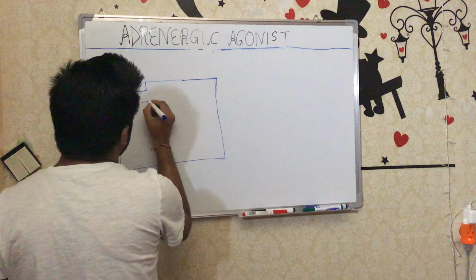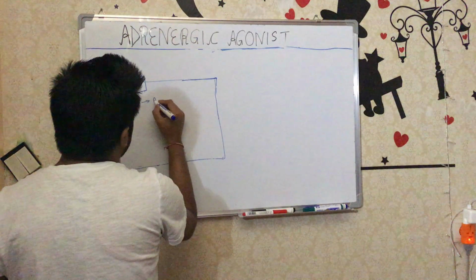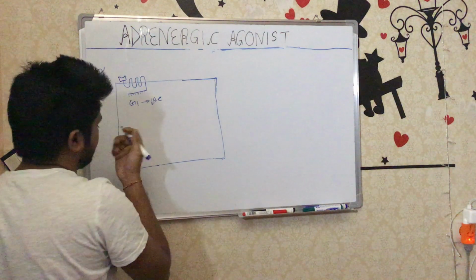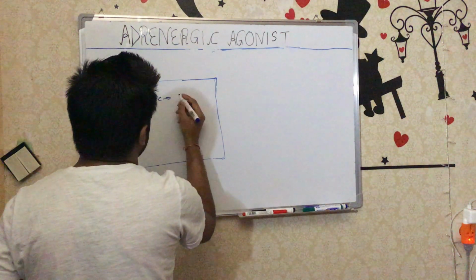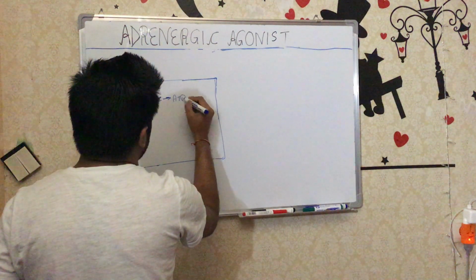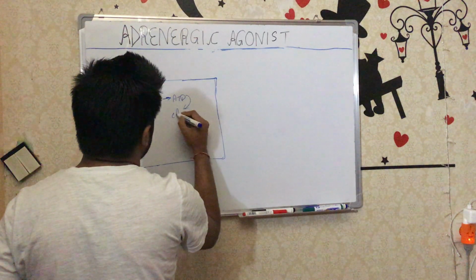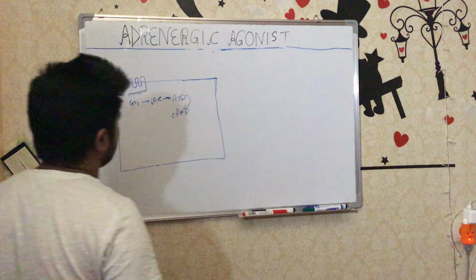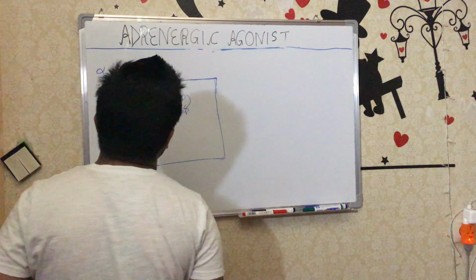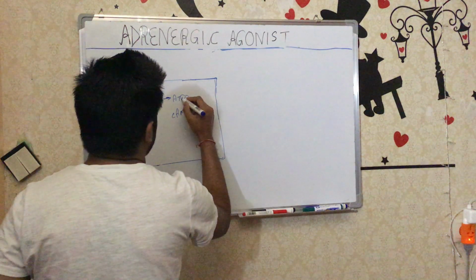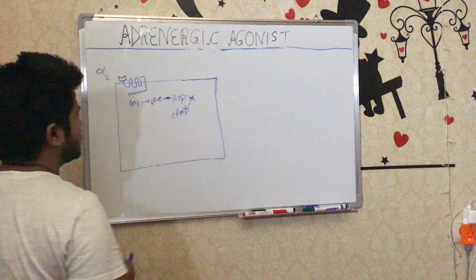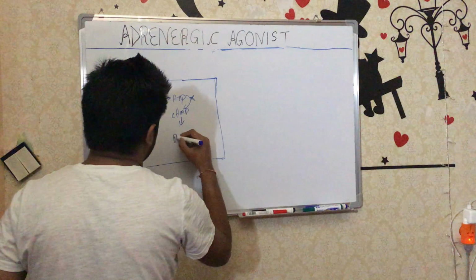The G inhibitory protein interrupts the adenylyl cyclase. The function of the adenylyl cyclase becomes interrupted or diminished. Normally, adenylyl cyclase converts ATP into cyclic adenosine monophosphate. By inhibiting adenylyl cyclase through the G inhibitory protein, it will not convert ATP to cyclic adenosine monophosphate. So this pathway is inhibited, and when cyclic AMP is inhibited, it inhibits protein kinase A.